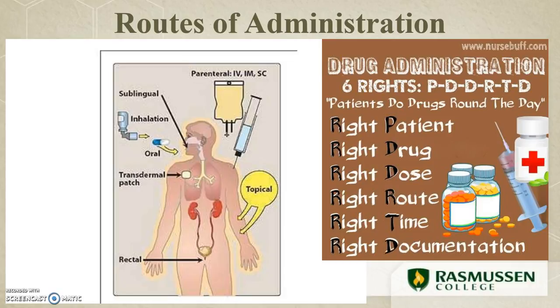So for today, you just need to know the different routes of administration, as well as maybe knowing the different patient rights of drug administration. As you can see here, there are 6 of them listed. You want to make sure that you have the right patient, the right drug, the right dose, the right route, the right time, and the right documentation.